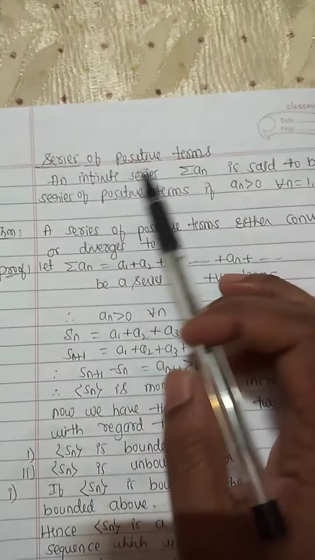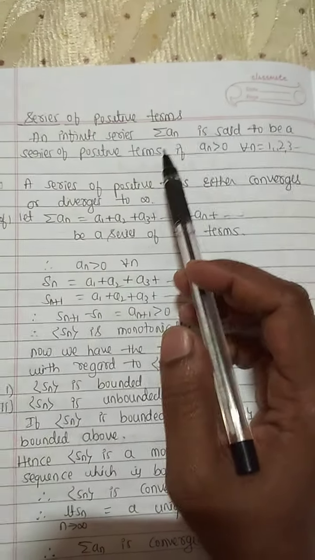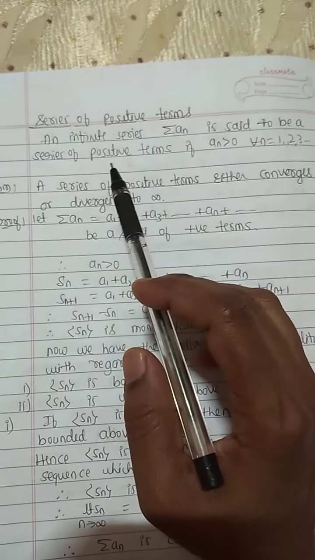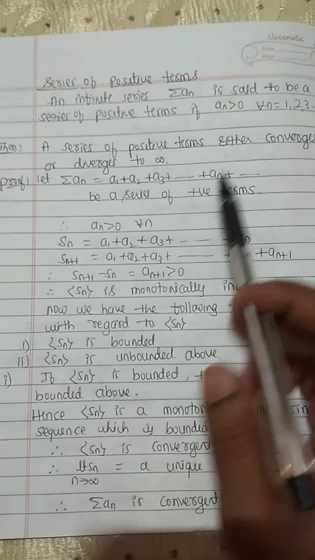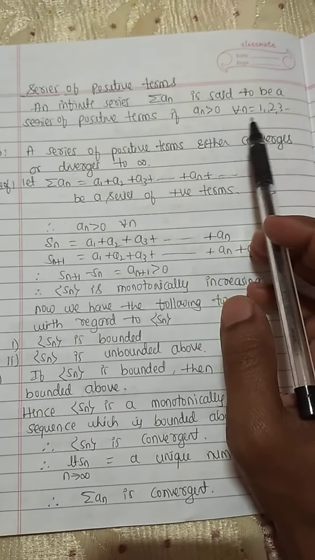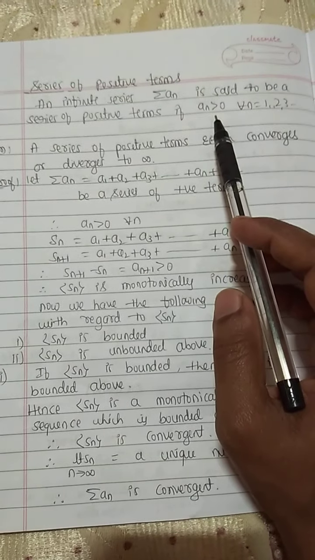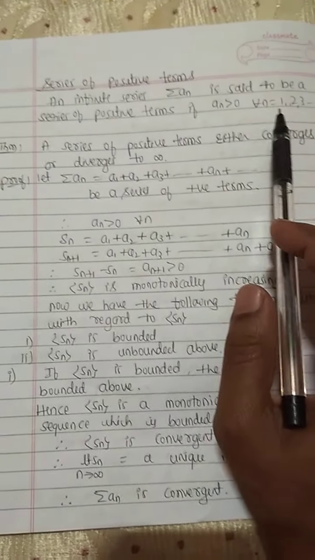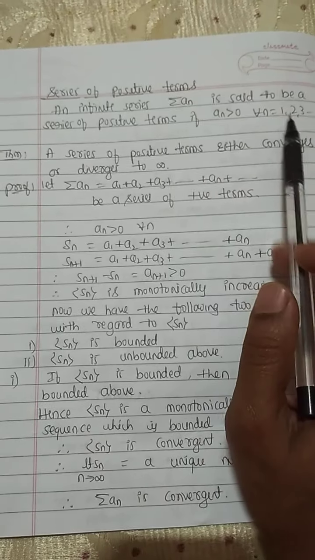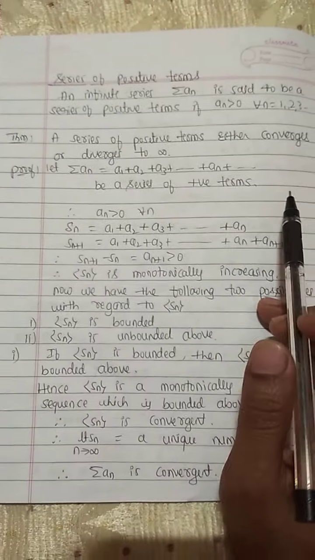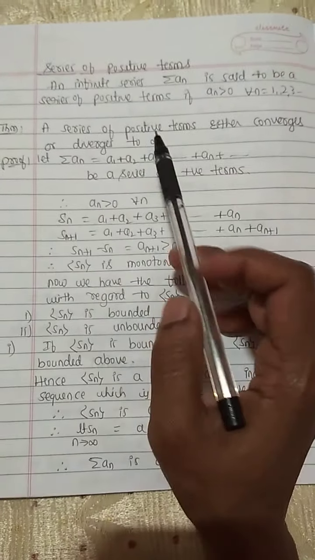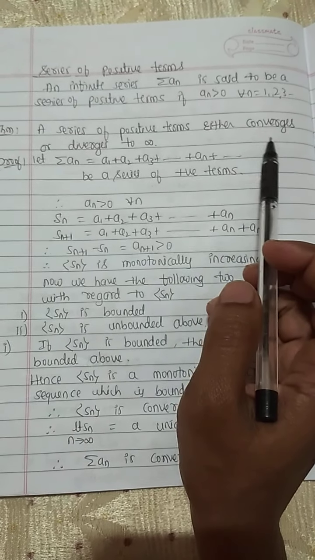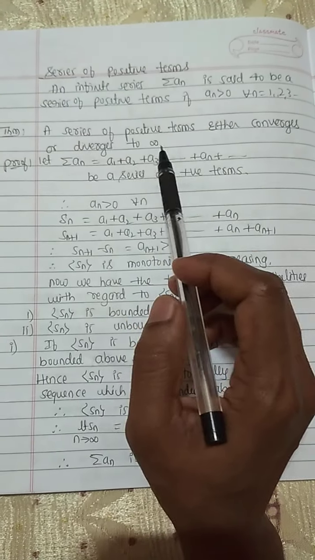Next, series of positive terms. An infinite series summation an is said to be a series of positive terms if an is greater than 0 for every n. That is, a1 is greater than 0, a2 is greater than 0, all the terms are positive. Then summation an is said to be a series of positive terms. Theorem: a series of positive terms either converges or diverges to infinity.